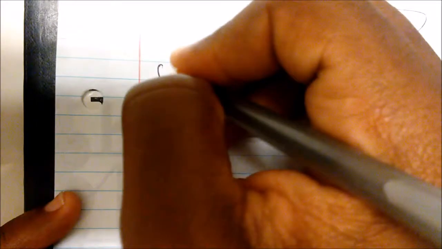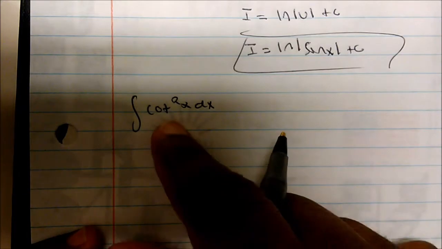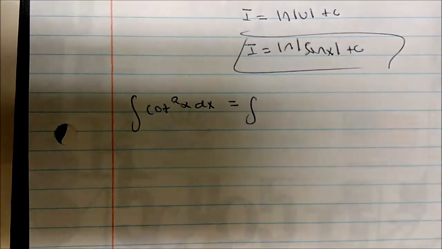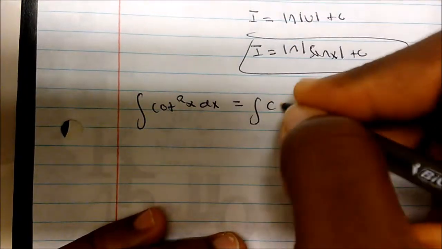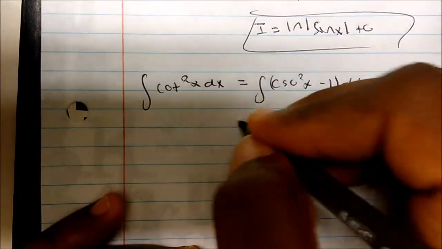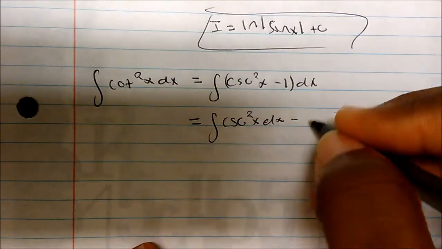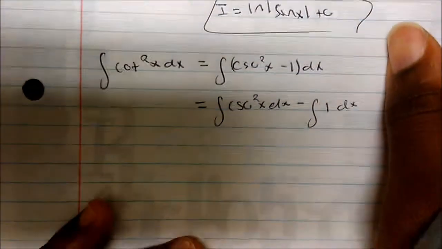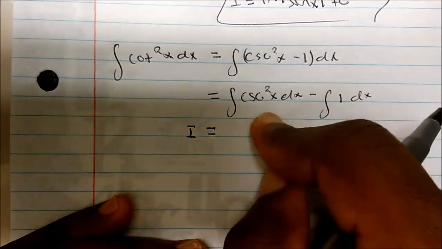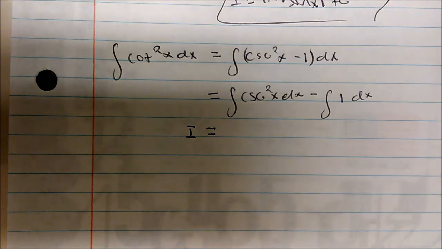Now, what about the integral of cotangent squared of x dx? Well, for this, I see an identity. And so if I look at this, well, cotangent squared of x is actually cosecant squared of x minus 1 dx. Okay. And so if I split my integral out, this becomes the integral of cosecant squared of x dx minus the integral of 1 dx. Okay. In this case, well, what's my integral of cosecant squared of x?